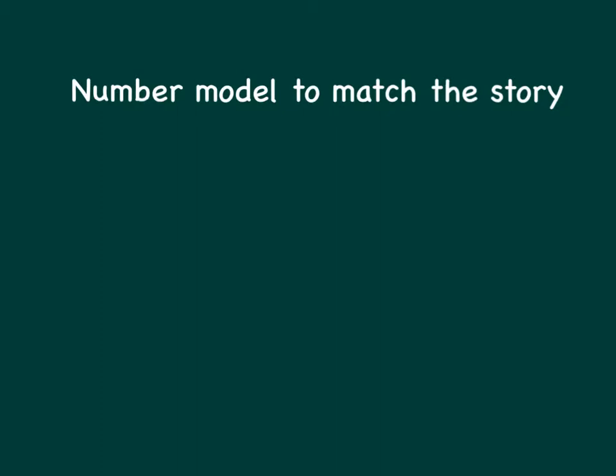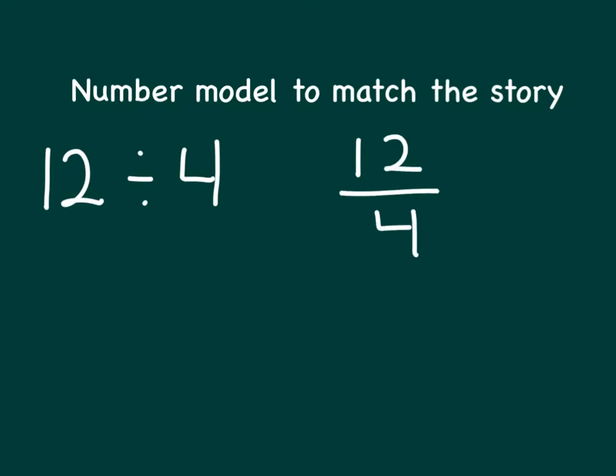So friends, a number model to match this number story would be 12 ÷ 4. You also could have written it this way, 12 over 4, or lastly 12 ÷ 4. These are all examples of division number statements.